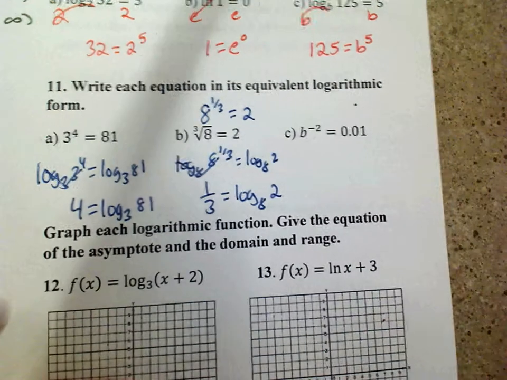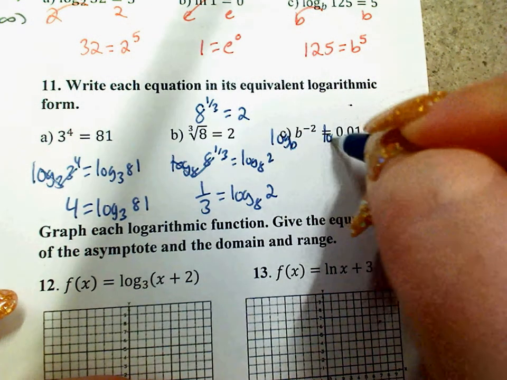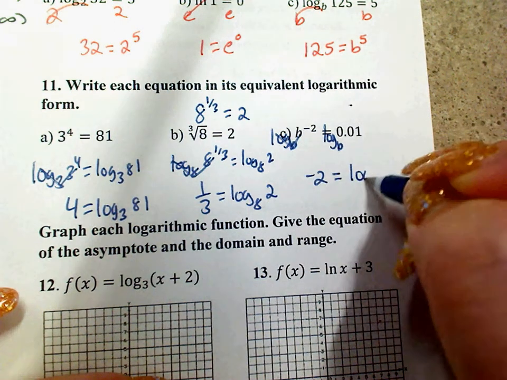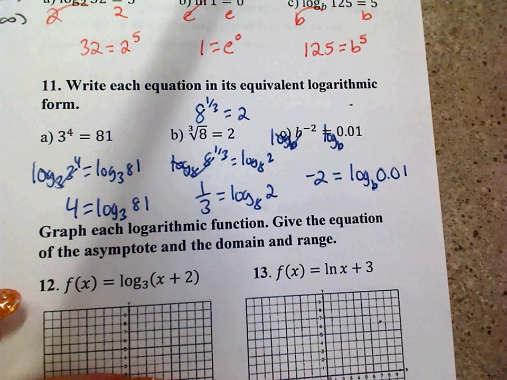And that's my answer. For this one, the base is b, so if I take log base b of both sides, they simplify out. Final answer, negative 2 equals log base b of 0.01. And there we go.